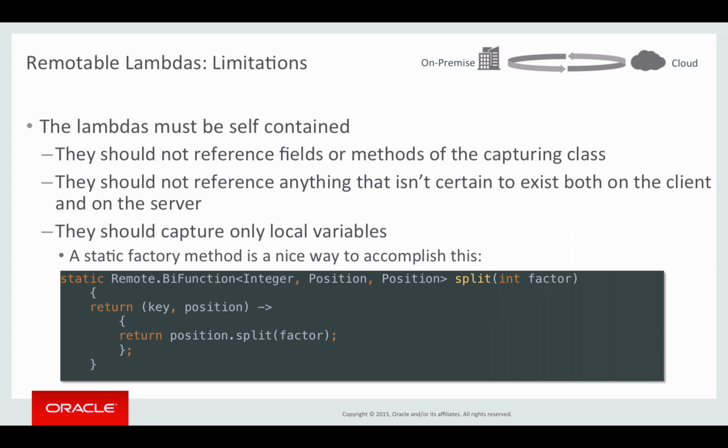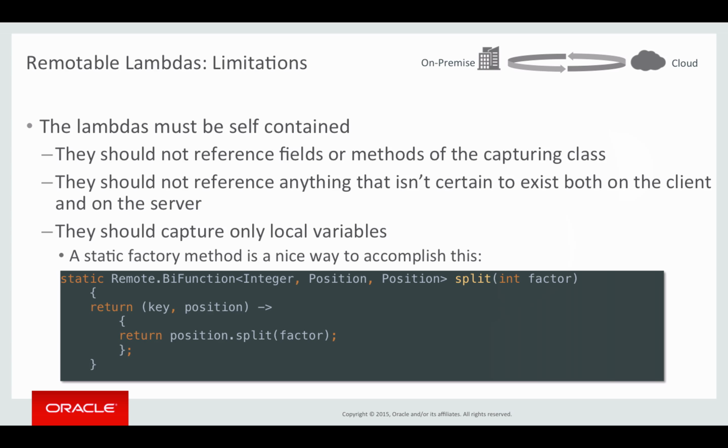But what it basically gives you is not foolproof, but it will significantly increase the chances that whatever you capture will be remotable, that we can take it and send it to the server. Because it will ensure two things. One, it will ensure that you cannot reference fields and instance methods of the capturing class, because you cannot get access to them from a static method.